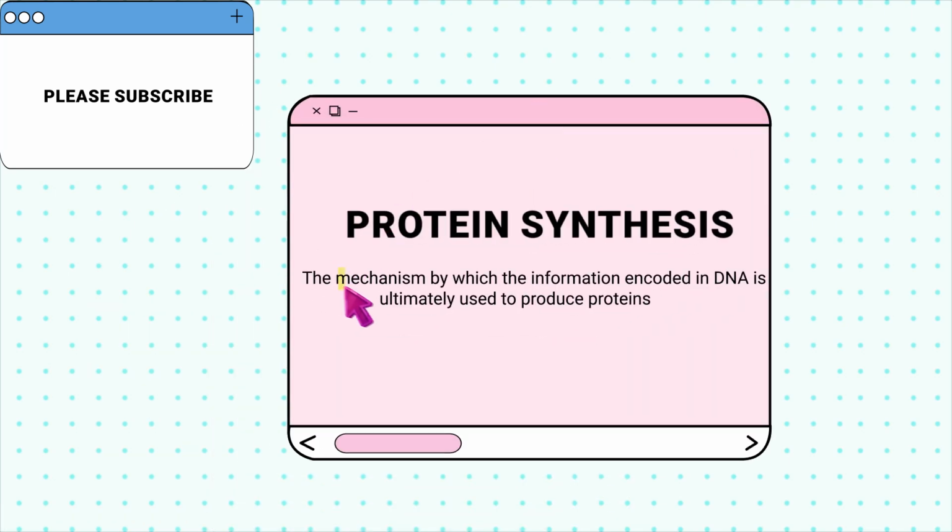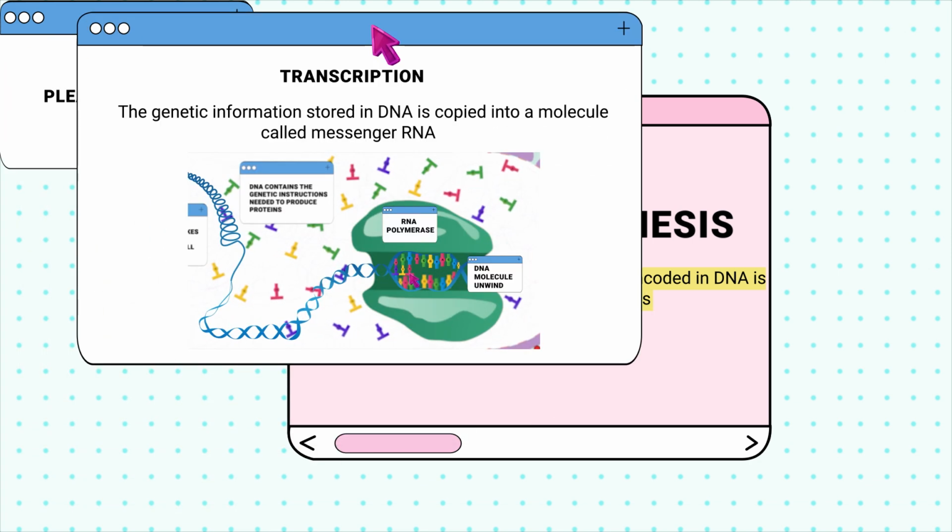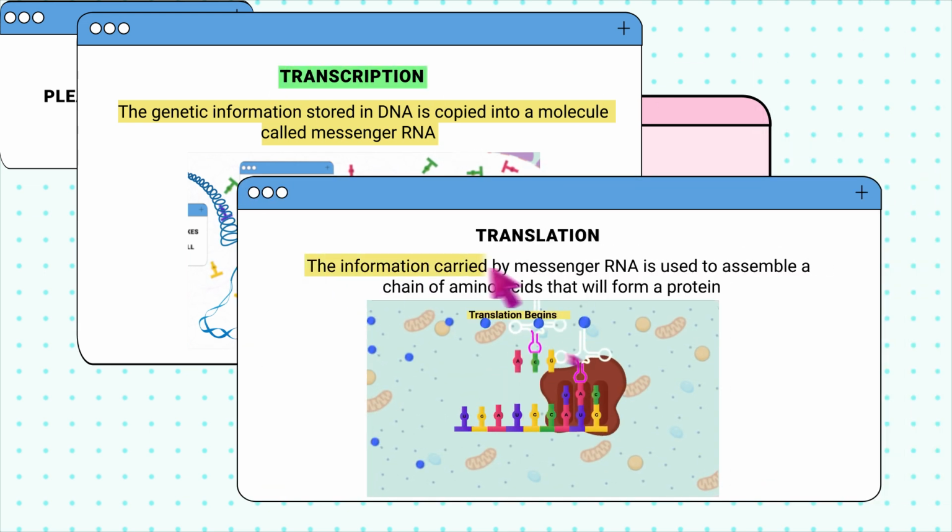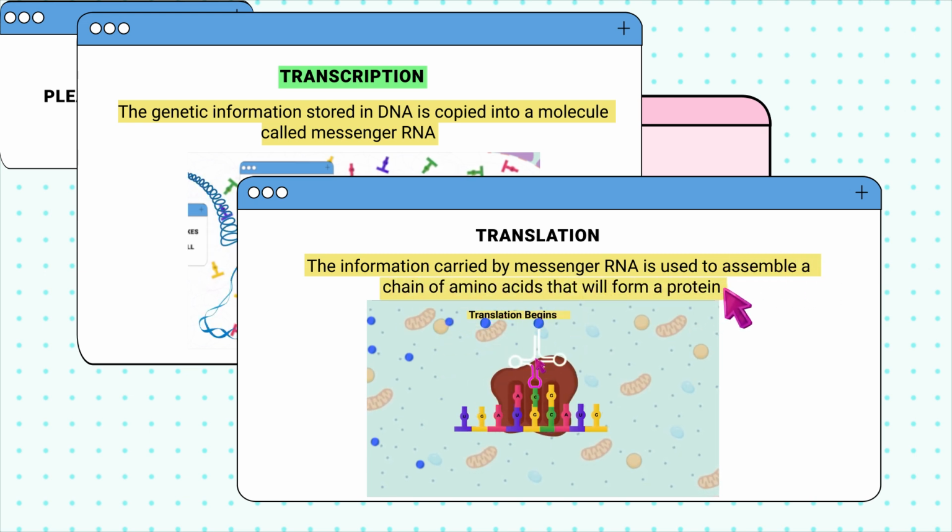Protein synthesis is the mechanism by which the information encoded in DNA is ultimately used to produce proteins. This process happens in two main stages. First, the genetic information stored in DNA is copied into a molecule called messenger RNA. This stage is known as transcription. Second, the information carried by messenger RNA is used to assemble a chain of amino acids that will form a protein. This second stage is known as translation.